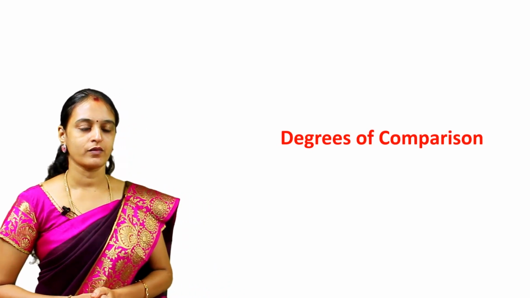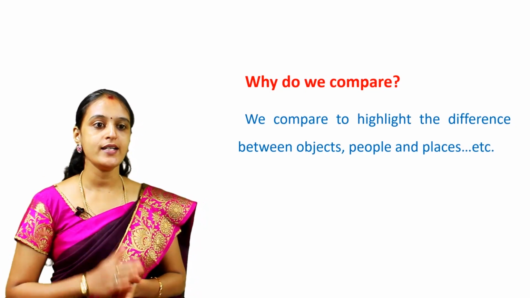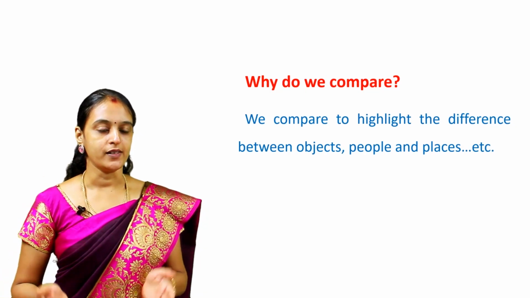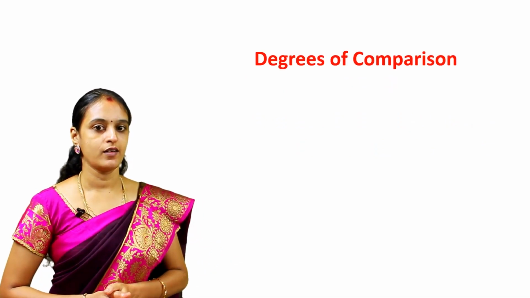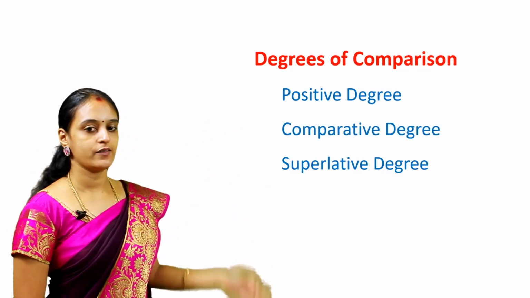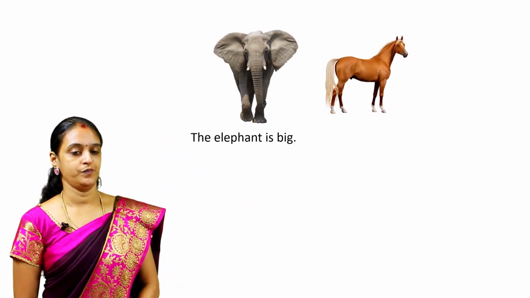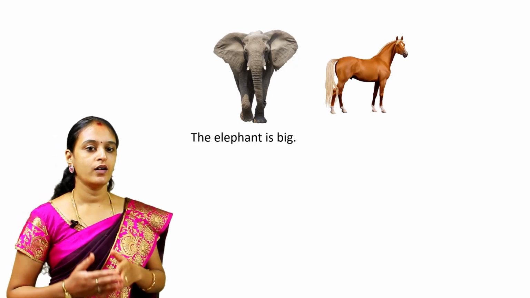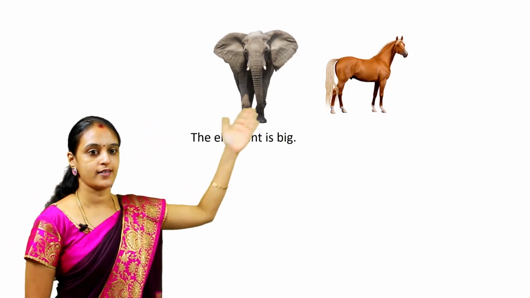Now, let's move on to the degrees of comparison. Why do we compare? We compare to highlight the difference between objects, people and places. There are 3 degrees: positive degree, comparative degree and superlative degree. Look at this picture and sentence. The elephant is big.